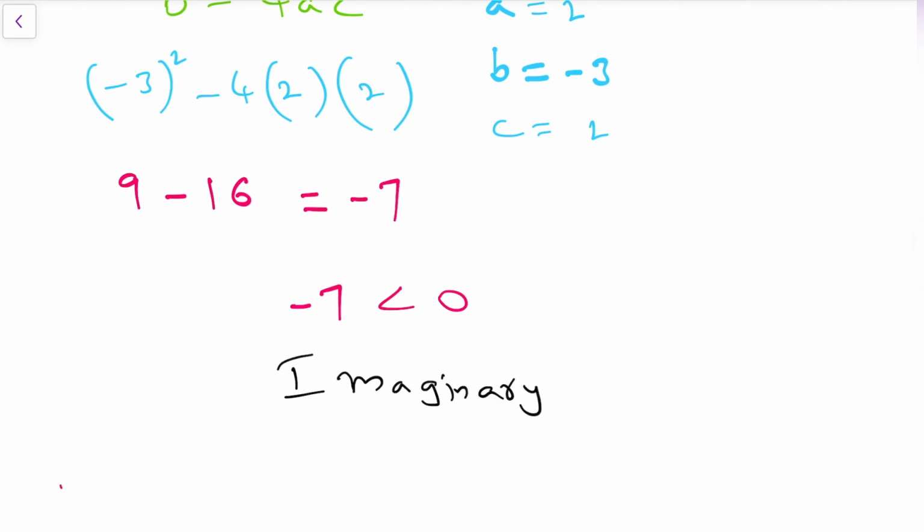In case the b² - 4ac value is greater than 0, the roots are real and distinct. In case the b² - 4ac value is equal to 0, then the nature of the roots is real and equal.